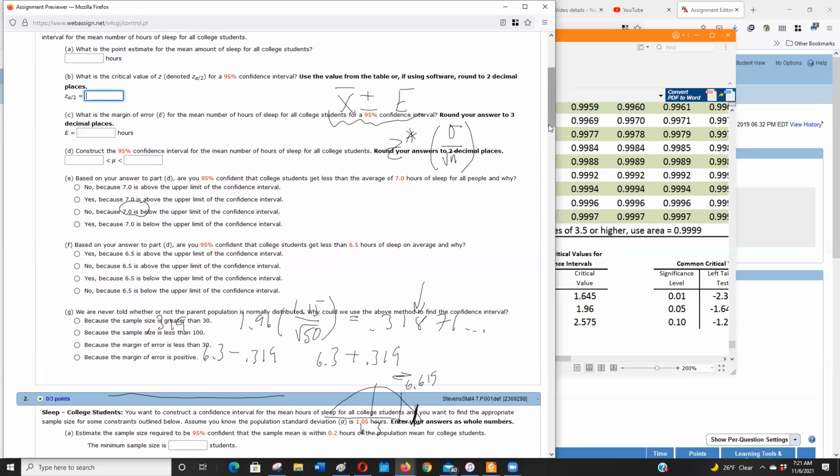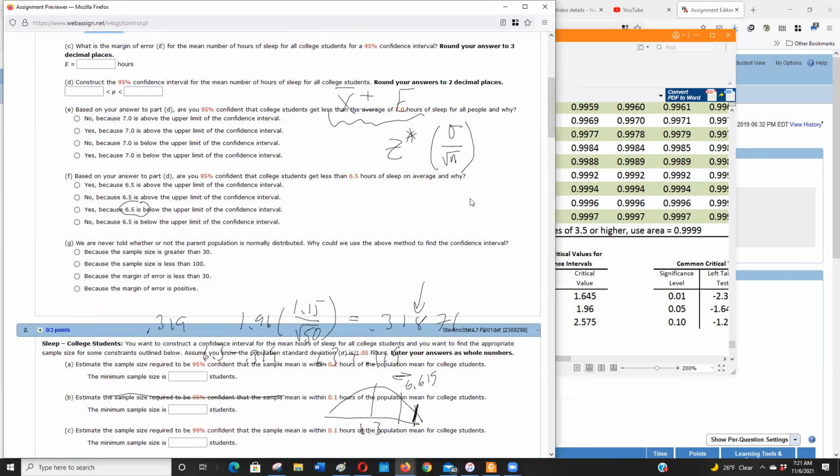And then for part E, we aren't told about the parent population, which I touched on at the beginning, but we've got a big sample size. Sample size is bigger than 30, so that means the central limit theorem holds. So because the sample size is bigger than 30 is the right answer.